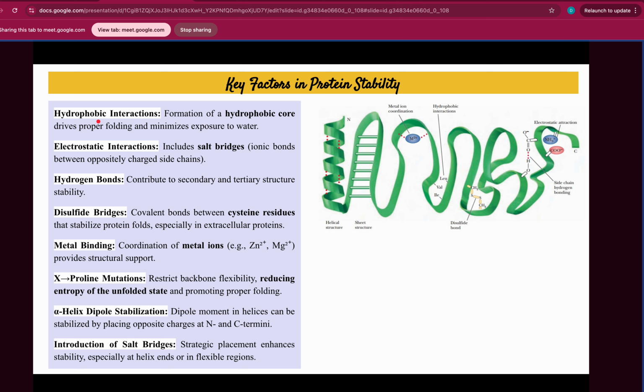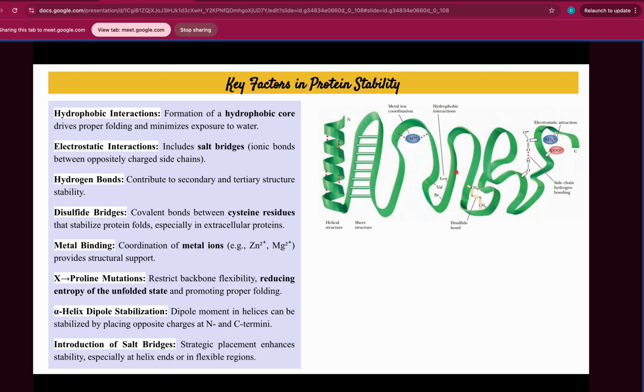So the different interactions involved are hydrophobic interactions, which are generally observed in the core of the protein, because these residues are hydrophobic. In our body, the protein is present in an aqueous environment, so hydrophobic residues will be present towards the core of the protein. They will not be exposed. So they drive the proper folding, because these hydrophobic residues tend to repel water and quickly get folded. So they minimize the exposure to water, and these are the hydrophobic interactions. There are certain amino acids which are hydrophobic in nature, such as leucine, valine, isoleucine.